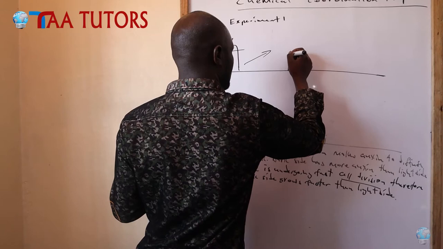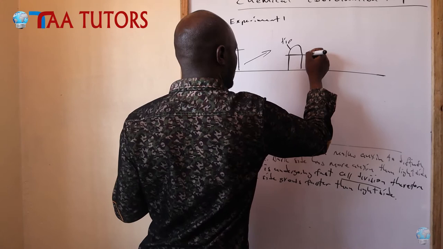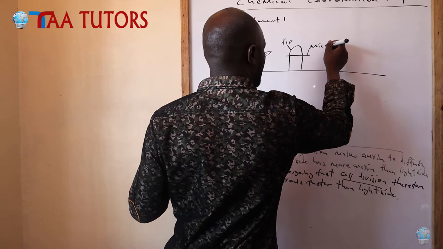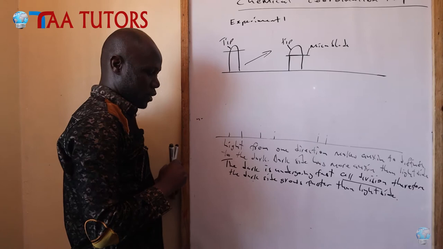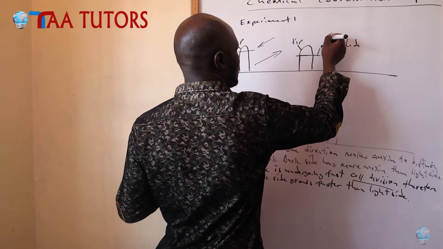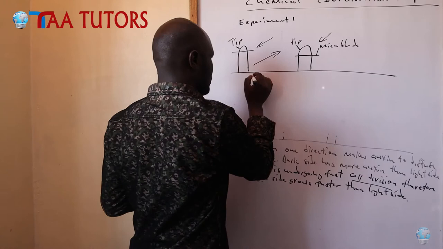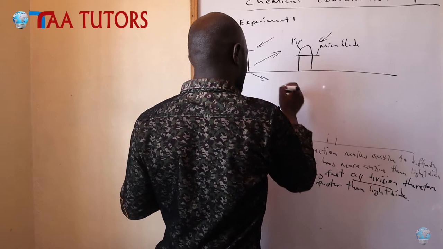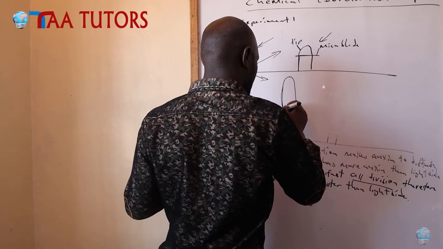So this is the tip that was chopped. I fix in it what is called a mica blade. So I fixed the mica blade in there. The light is still coming from one direction. This is what I have done, and that's the treatment that I have given to it. And then for the same plant in the same experiment, instead of fixing the blade there, this is now what I have. The same plant there.